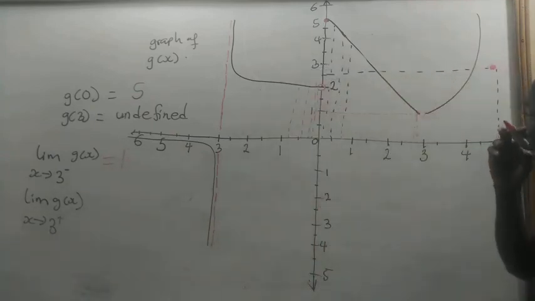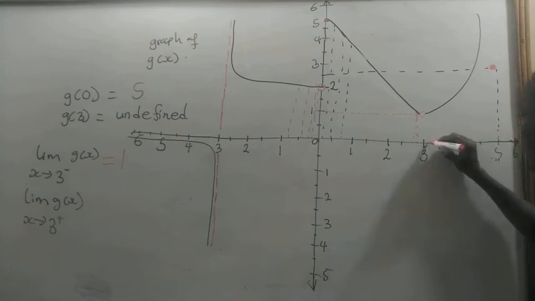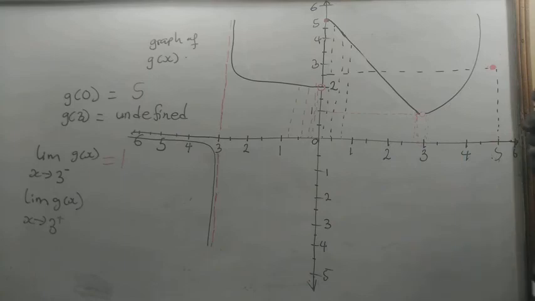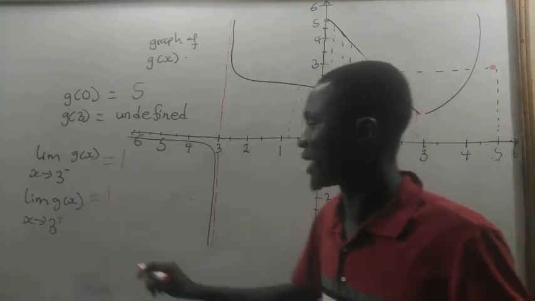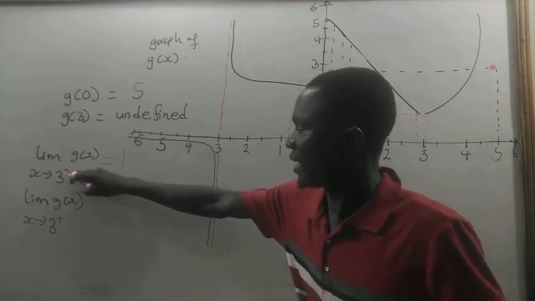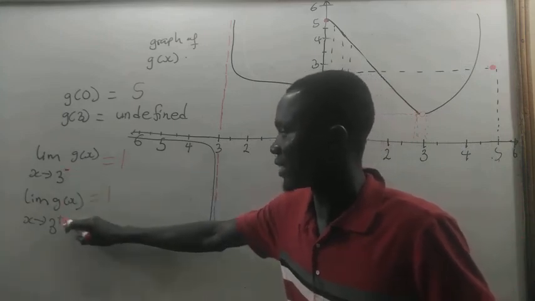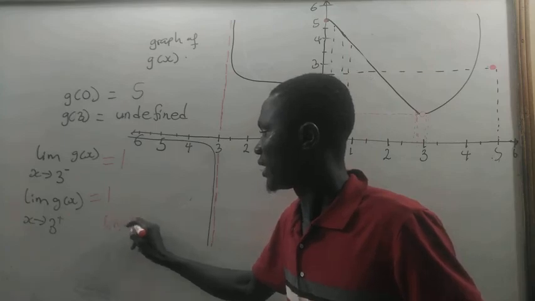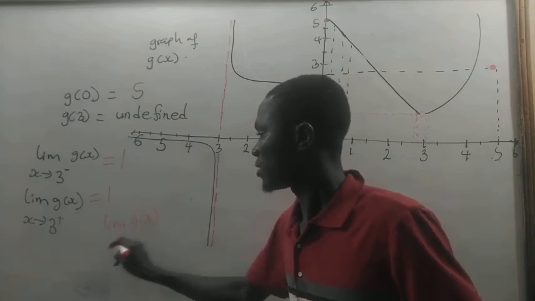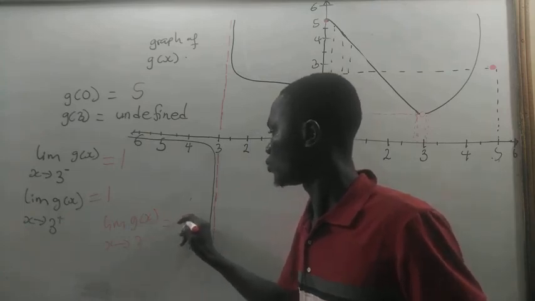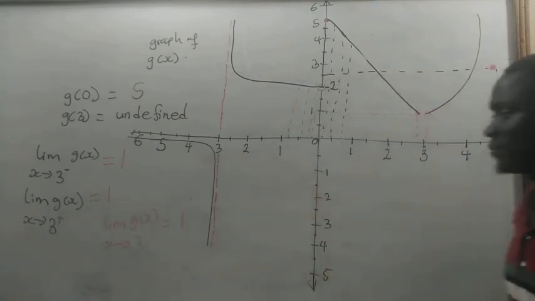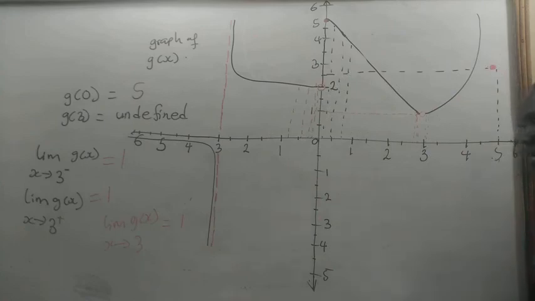And then as x approaches 3 from the right, you see that g of x will approach what? 1. So here we state that since the left hand side limit is equal to the right hand side limit, then the limit of g of x as x approaches 3 is equal to 1. And that is what we have there. Very, very simple as that.